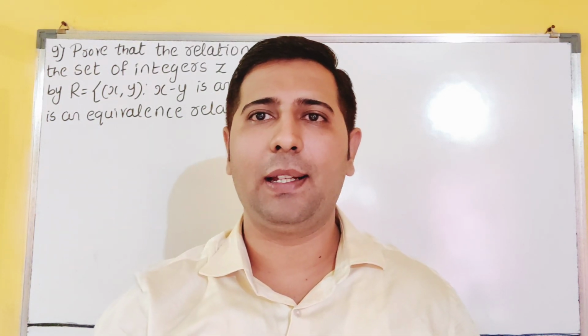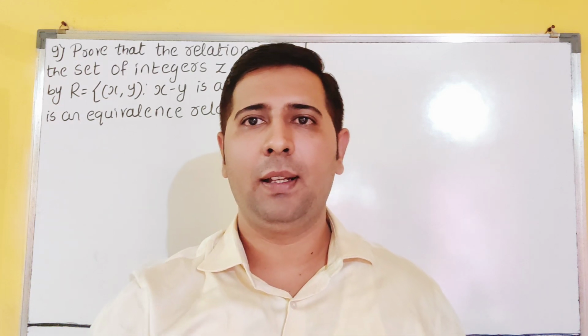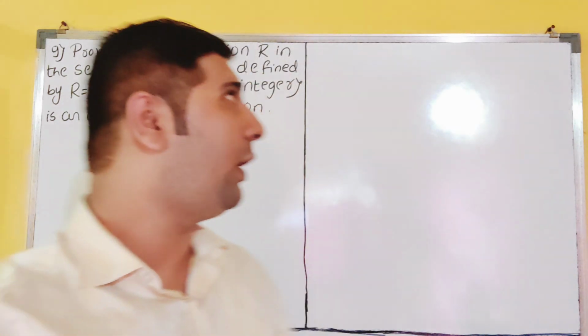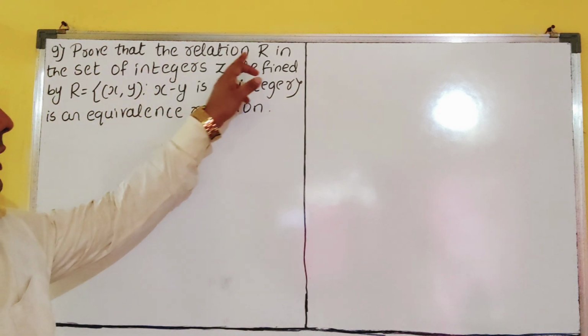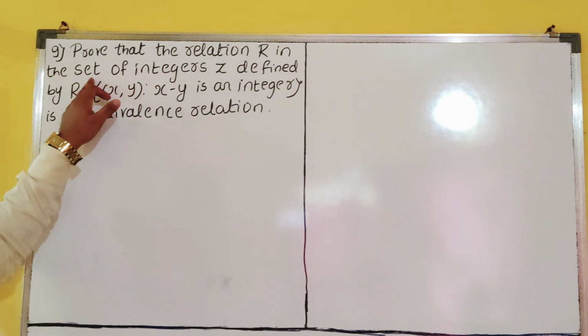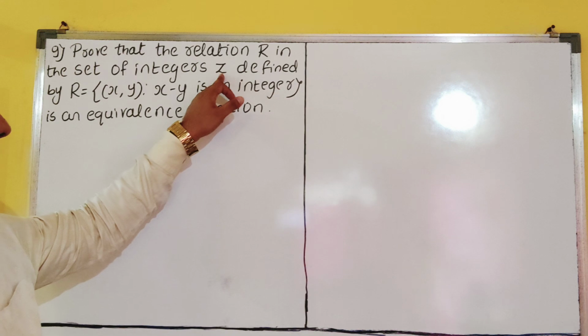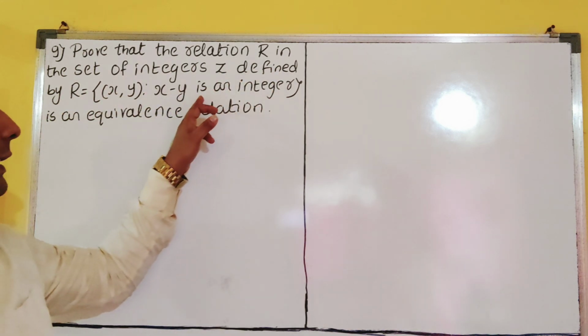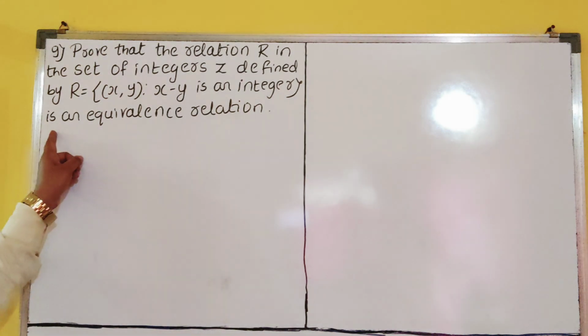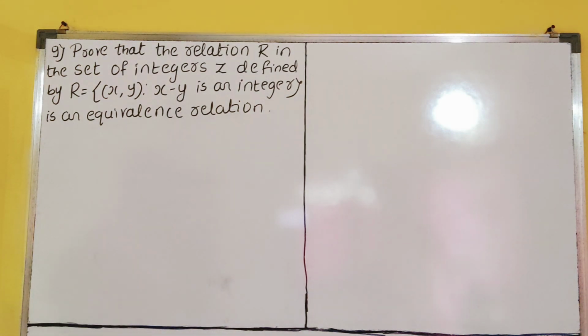In today's class, we are learning relations and functions, 3 marks. Question number 9, dear students. So now let us see what question they have asked. Prove that the relation R in the set of integers Z defined by R equals (x, y) such that x minus y is an integer, is an equivalence relation.